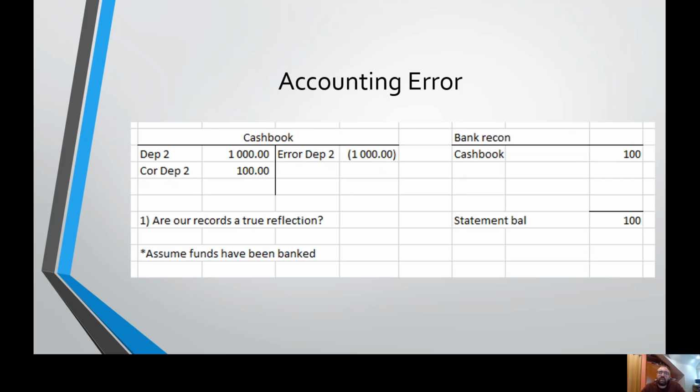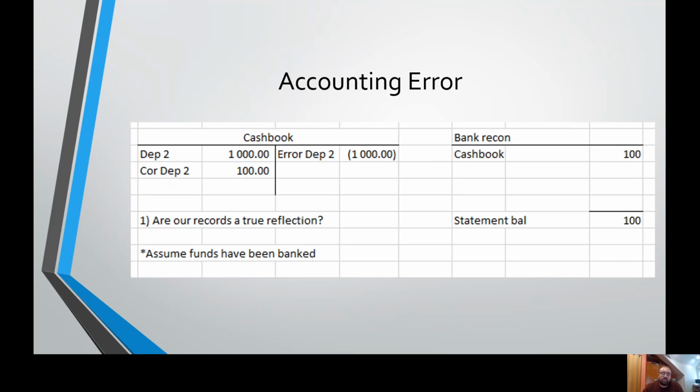Now, let's assume the funds have been banked. So there's no reconciling item here. What will my statement balance be? My statement balance will be 100 Rand if it's the only transaction in the world. So let's see whether we reconcile. I've got a debit of 1,000, a credit of 1,000. So those two cancel out. And then I've got a debit of 100 Rand in my cash book. So that means my cash book will close off with a positive balance of 100 Rand, which I will then carry into my bank reconciliation, and my cash book and my bank statement balance are the same. So therefore we have no reconciling items in this scenario.